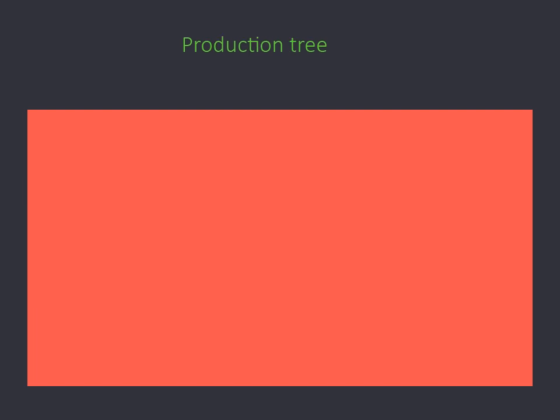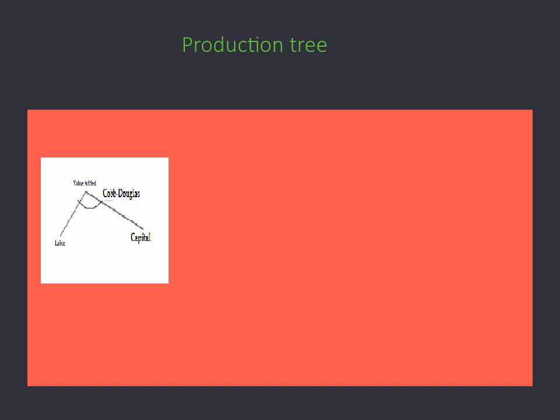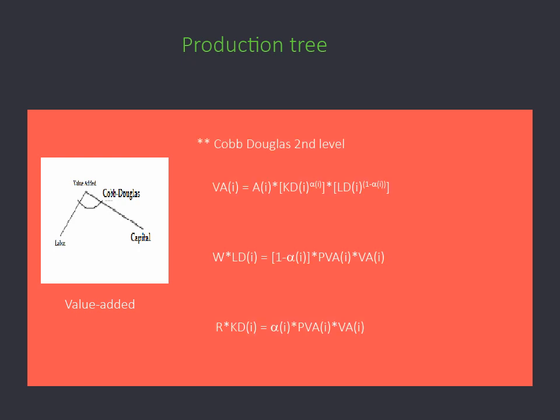Now let's work with the value added branch of the tree. This branch gives birth to two branches, labor and capital, and so there is a Cobb-Douglas relation. This is the value added. So this is the second part of the production block, which is the Cobb-Douglas at the second level. And so we have again three relations.